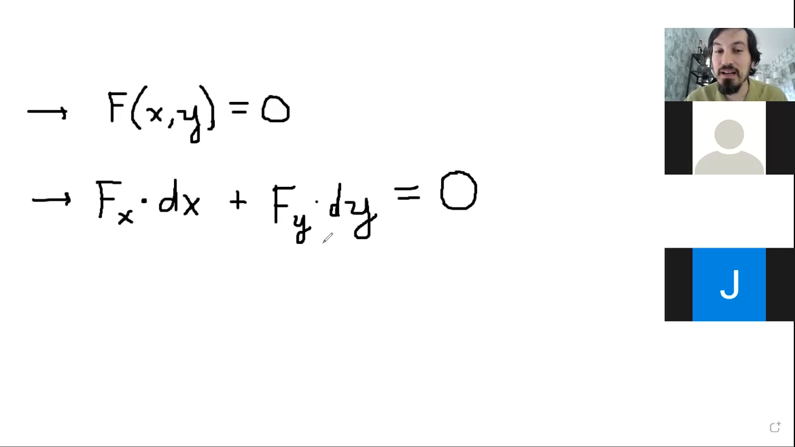If I asked you to now find dy dx, what would you do? I would subtract fx dx on both sides, and you would get, here's where the negative comes in. Negative, I'm bringing this over to the other side. Negative fx times dx.